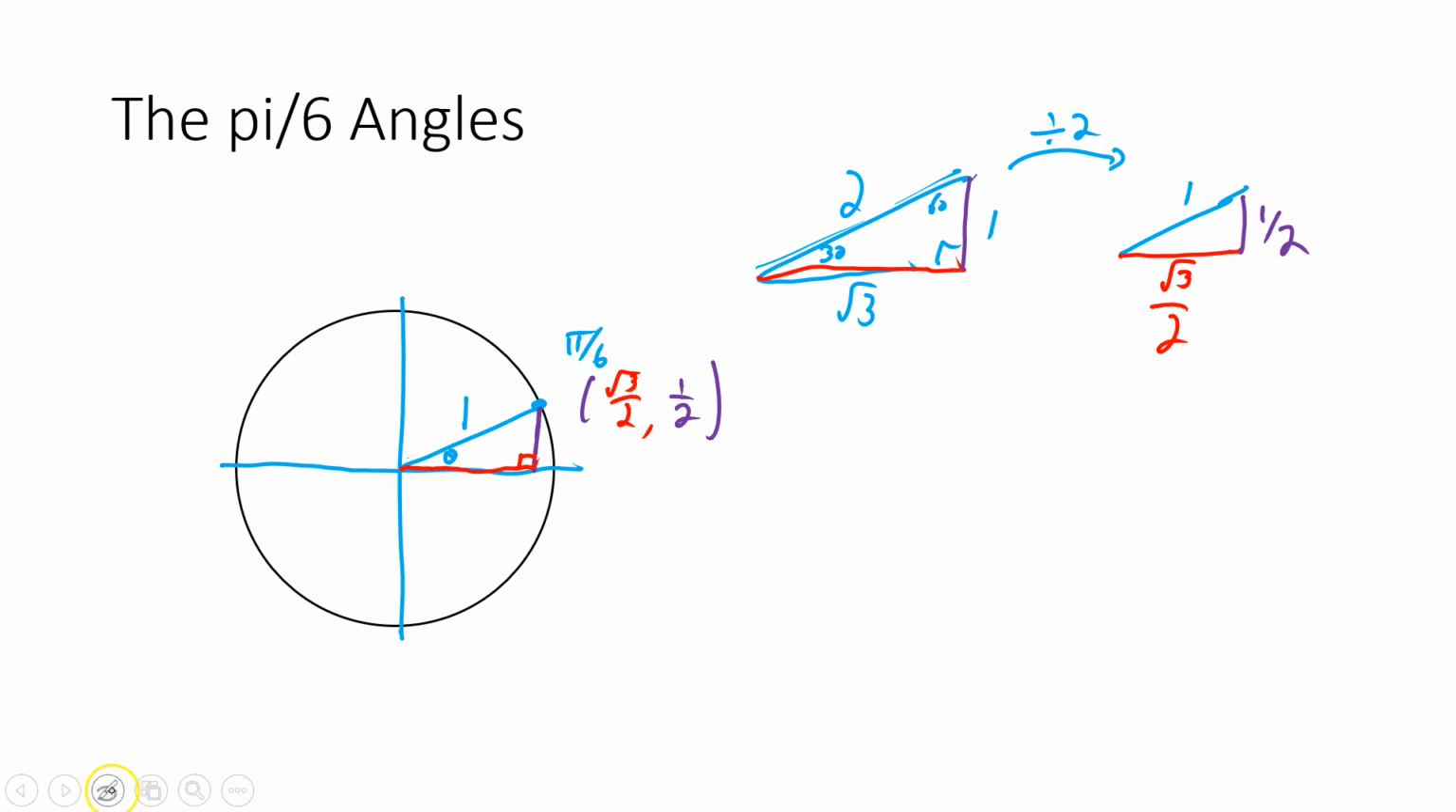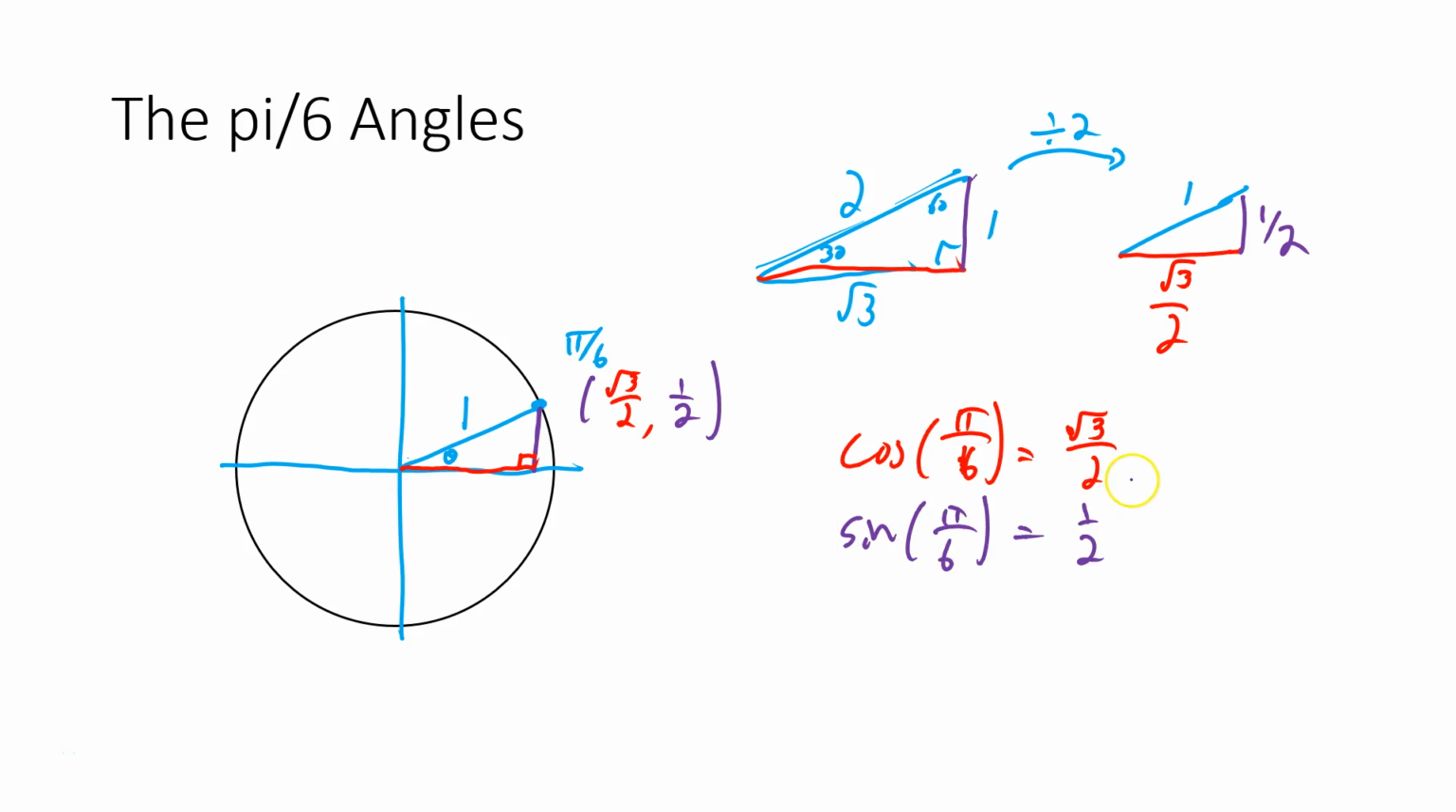So what does that mean? That means cosine of pi over 6 is root 3 over 2, and sine of pi over 6 is 1/2, because of those coordinates that we have right there.